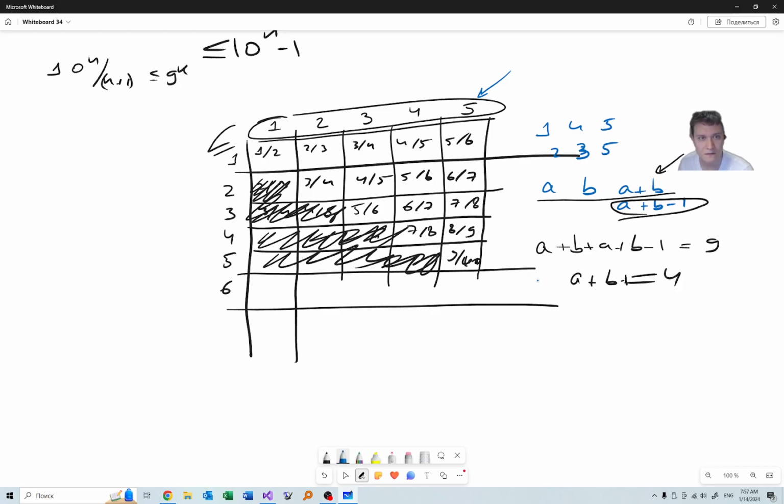This means that we have... What? 5. Sorry, 5. So A plus B equals 5. It's either this one or this one. I see. So we are only interested in 4-digit products.